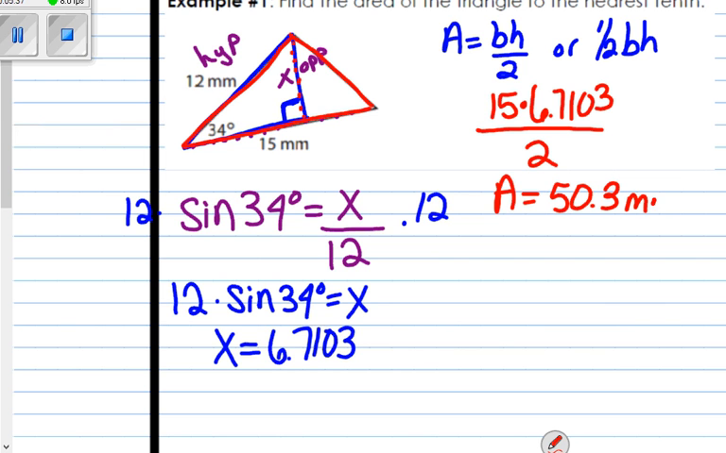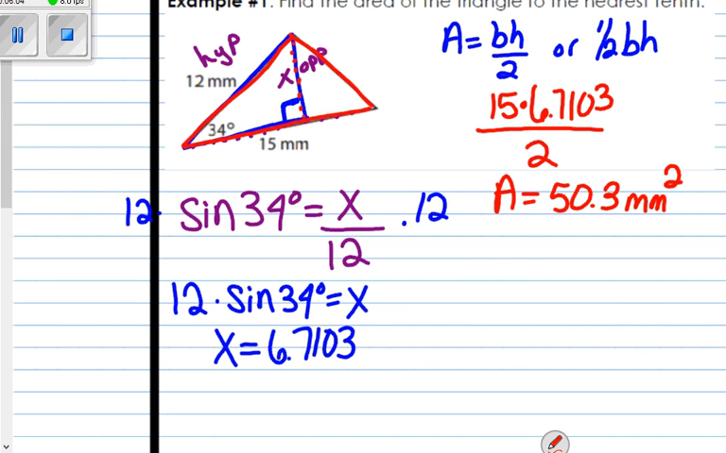50.3 millimeters squared. Now that was really two steps. We had to use sine to find the height, and then we had to take the height and plug it into base times height divided by 2. Okay? I'm going to show you now a shortcut so you do not have to do all of that work.